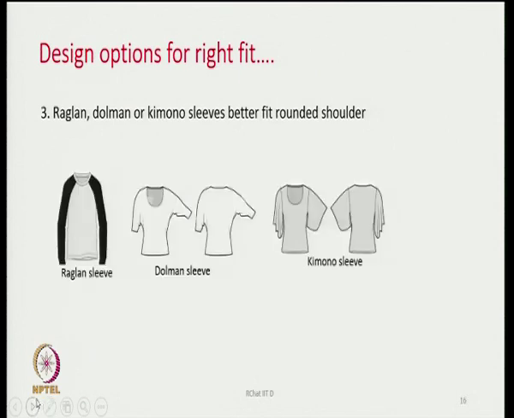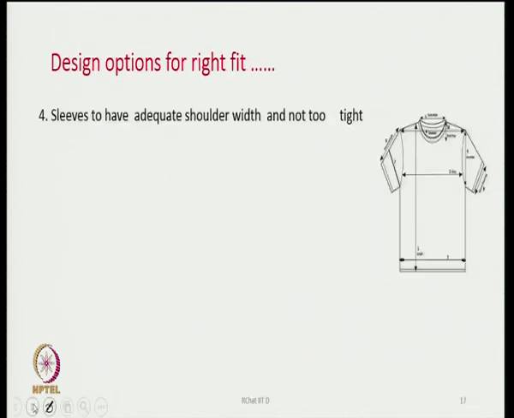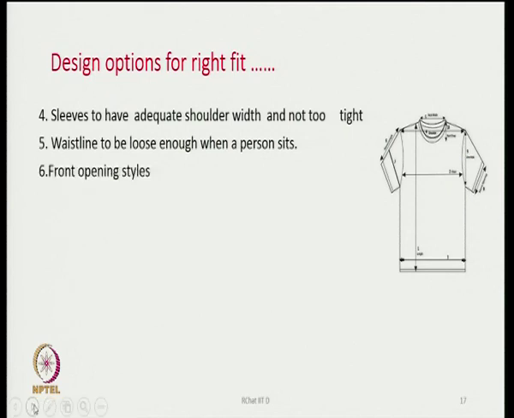Raglan, dolman or kimono sleeves better fit rounded shoulder. If you look at this, these are the different types of sleeve designing: raglan, dolman and kimono type sleeve. This gives a much better ease to the movement of our arm. Other design options are sleeves to have adequate shoulder width and not too tight, waistlines to be loose enough when a person sits, because the waistline is going to expand when the person is sitting. When he is standing and sitting, they are two different postures, the length of the waist is going to differ.